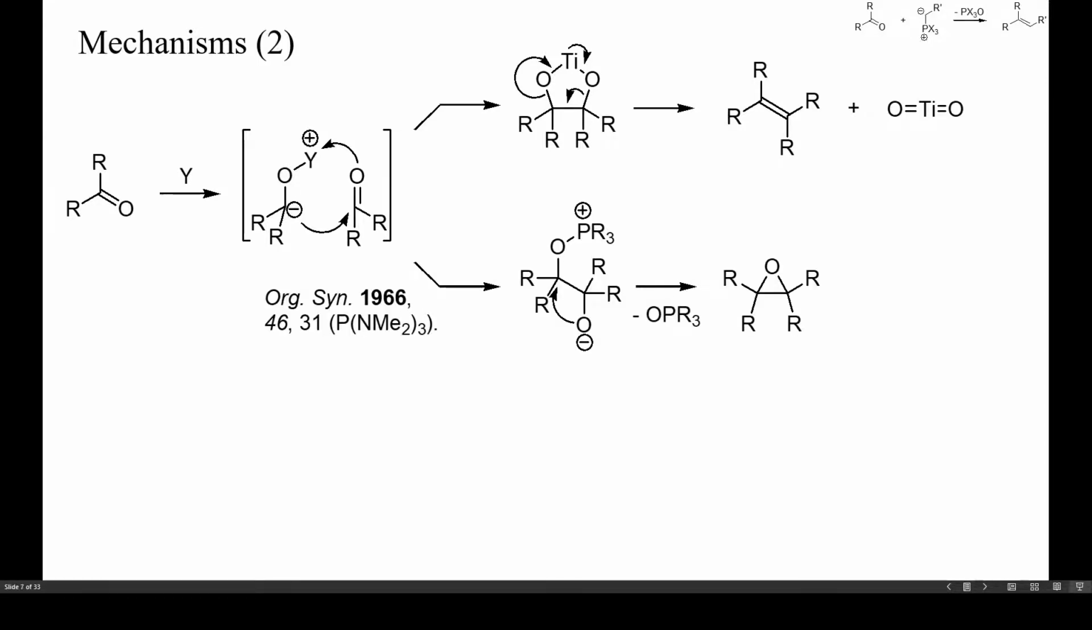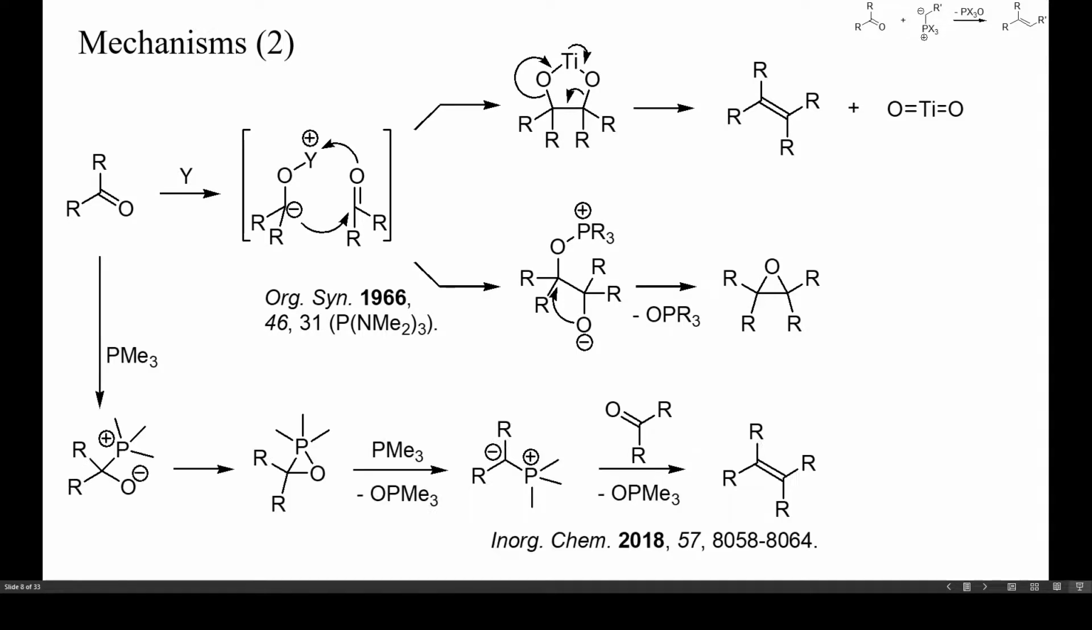If the attacking nucleophile is an electron-rich phosphine, then an alkoxyphosphonium alkoxide can be formed, which will usually undergo intramolecular etherification to yield an epoxide. Few examples of this reaction have been reported, though. The reaction of ketones with phosphines may also yield symmetric olefins directly. An initially formed ketone-phosphine adduct can be deoxygenated by an excess of phosphine, whereby a phosphorus ylide is formed.